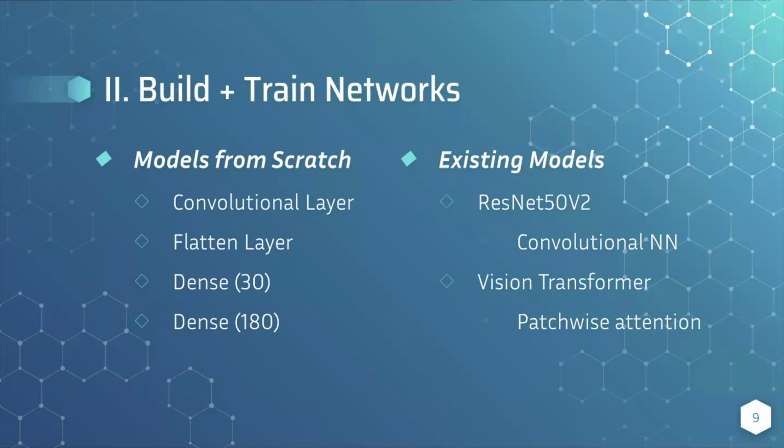We utilize 2 methods for building the networks. One is making a simple convolutional model from scratch involving these different layers as shown. And 2, using existing models such as the ResNet, which is a known and commonly used convolutional neural network, and the Vision Transformer, which is a lot newer and it uses patchwise attention.